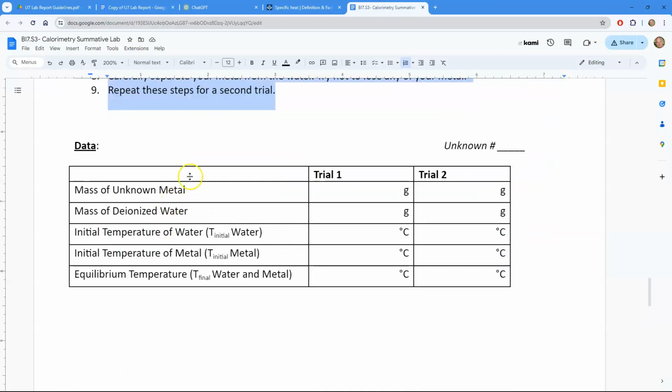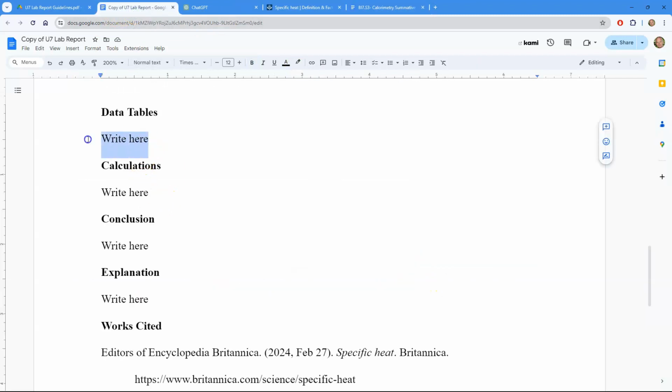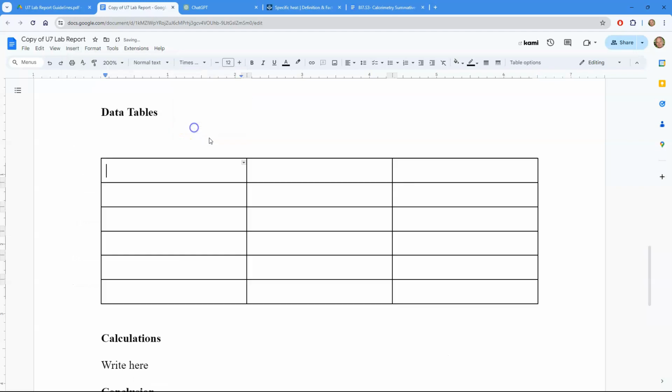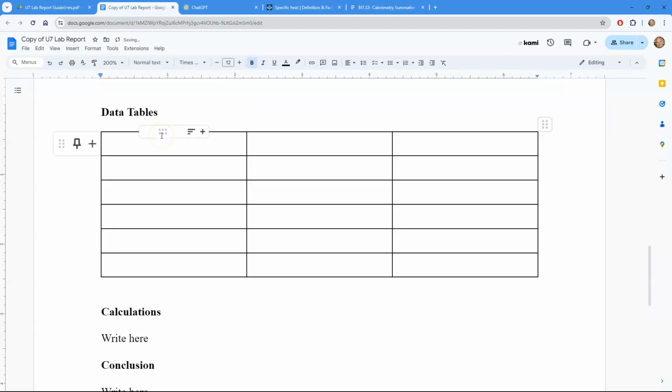Okay, so if I go back to my directions here, I have a sample data table that has all of my trials and information right here. So let's go ahead and build that. It looks like 6 rows and 3 columns. So insert table. So 6 rows, 3 columns. All right, and I want to make it look just like the data table in the lab document.